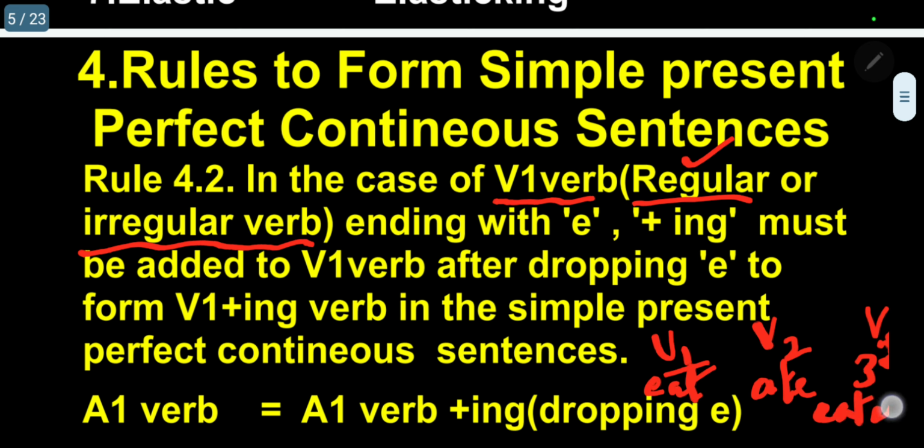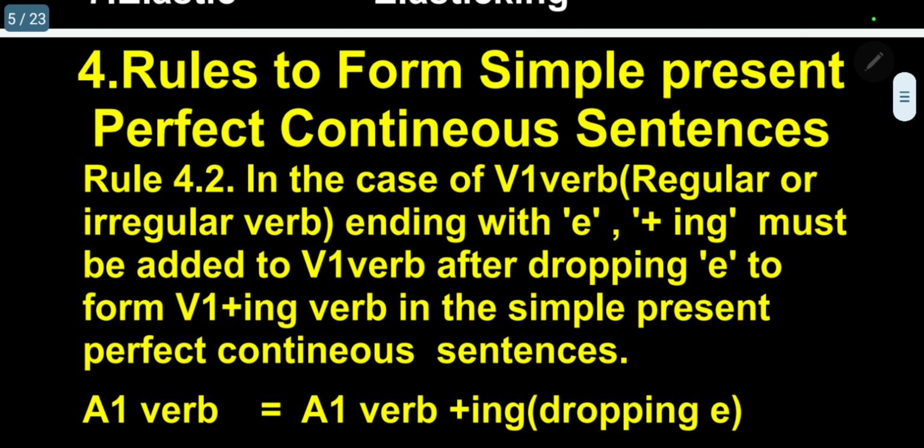Kindly follow. Eat, ate, eaten. E-A-T-E-N, eaten. So, that is an irregular verb. Irregular verb means the past and past participle will be different.